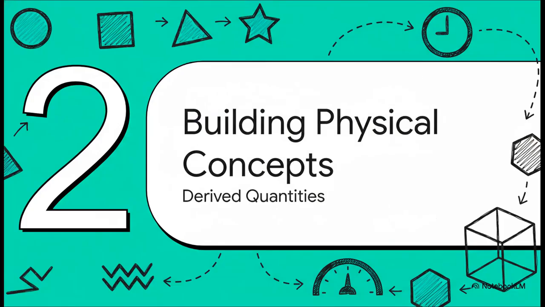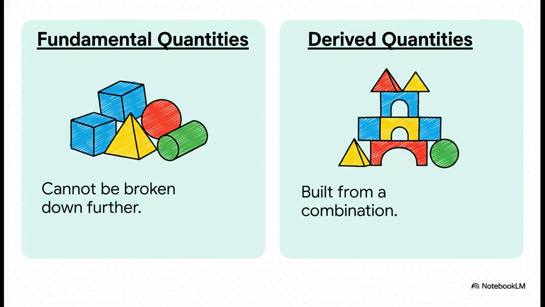What's next? Well, you start putting them together to make words. And that's exactly what physicists do. They combine these fundamental quantities to build more complex concepts. And the difference here is it's super simple but really powerful. On one side, you've got the fundamental stuff, the absolute building blocks like mass and length. And on the other, you have everything we build with them, the derived quantities. One can't be broken down any further, the other is just a mix and match of the basics.